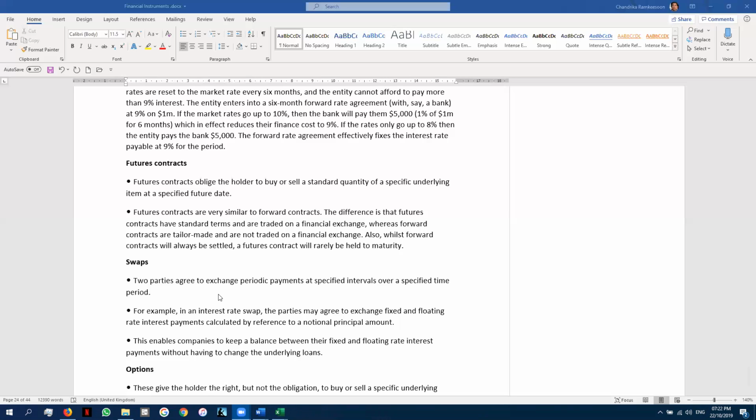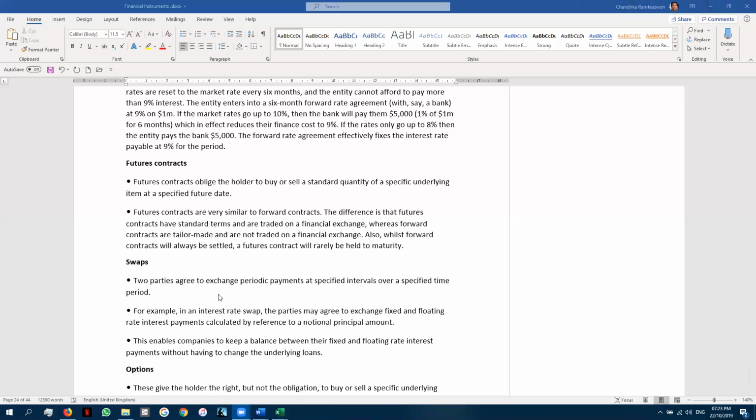Futures contracts oblige the holder to buy or sell a standard quantity of a specific underlying item at a specified future date. Now, as we go on, we'll meet several little examples. Futures contracts are very similar to forwards. The difference is that futures contracts have standard terms and are traded on a financial exchange, a futures exchange, whereas forward contracts are tailor-made and are not traded on financial exchanges. Forward contracts are normally traded with banks. Also, forward contracts will always be settled, and futures will rarely be held to maturity.